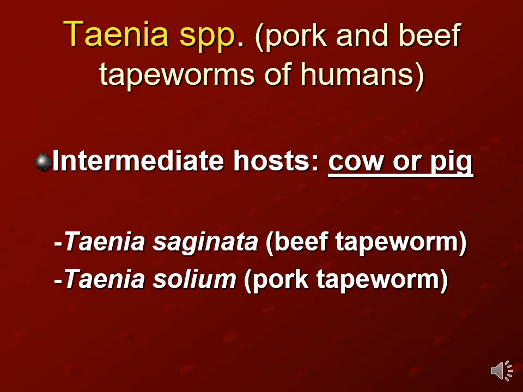Let's see the Taenia species, pork and beef tapeworm. The intermediate hosts are the cow or the pig, and they are called Taenia saginata for the beef tapeworm and Taenia solium for the pork tapeworm. A tiny trick that I would like to teach you is that Taenia saginata contains the letter G for saginata, and it comes from the Arabic word for beef, ajl, which also has the letter G. So the remaining one will be Taenia solium, which comes from pork meat, from the pigs.